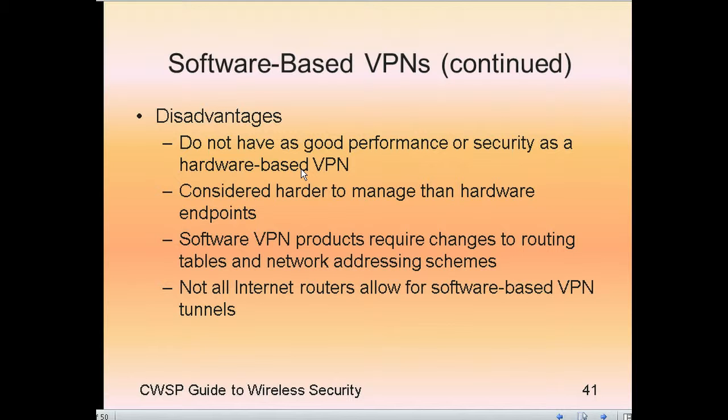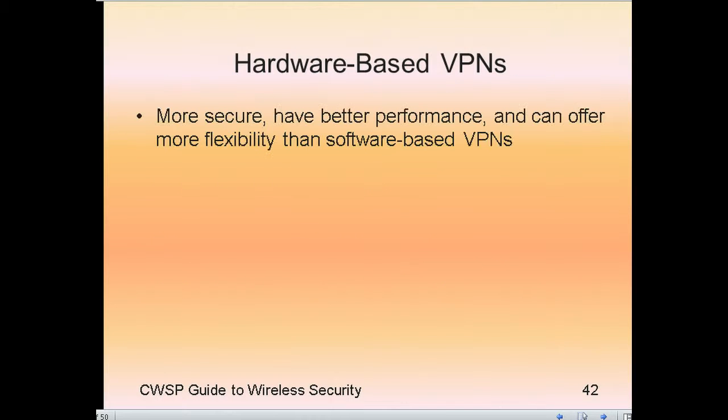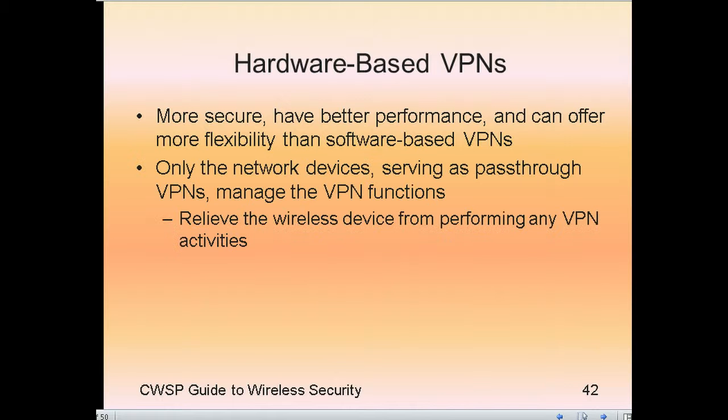Hardware-based VPN obviously is going to be the preference. Typically anything you can do in hardware is going to be more efficient than anything that we're going to do in software. Processing is built into the system itself, and it's optimized to do that particular function. Hardware, more secure, better performance, and I think we've kind of covered at least some of that.